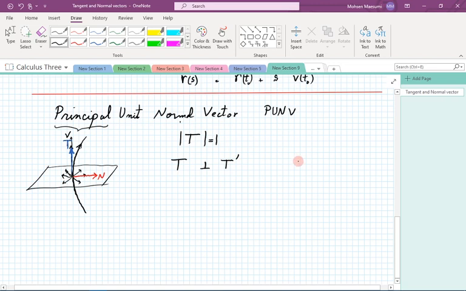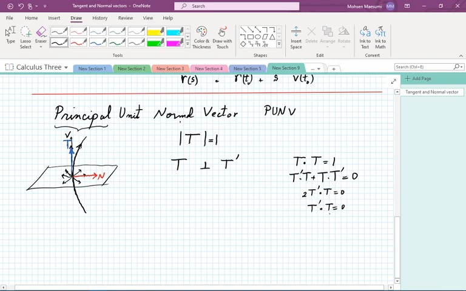Quick reminder, if T is of length 1, it means T dot T is equal to 1. Now if I go ahead and differentiate it, derivative of the first times the second plus the first times the derivative of the second, derivative of 1 is 0. On the left hand side, these two are the same thing. Twice T prime dotted with T is 0. So T prime dotted with T is 0. So a vector of length 1 or a constant length is perpendicular to its own derivative.